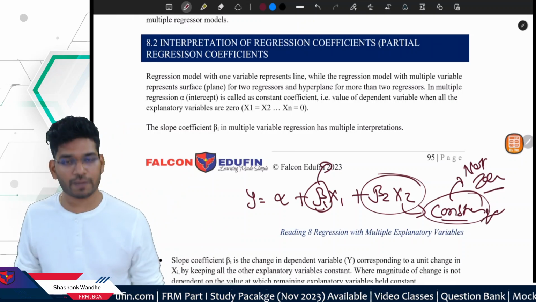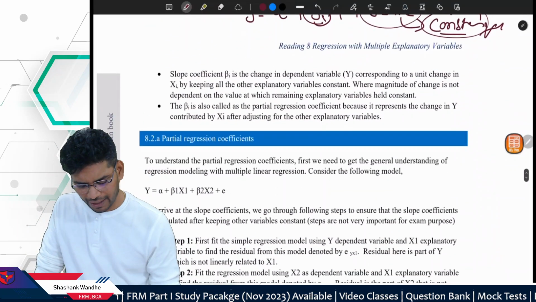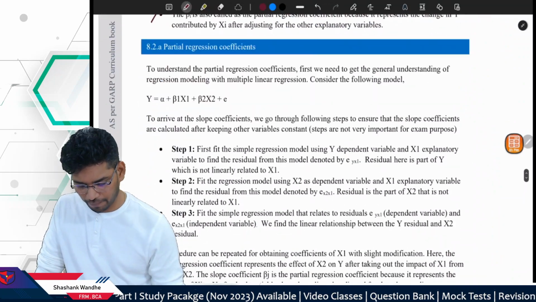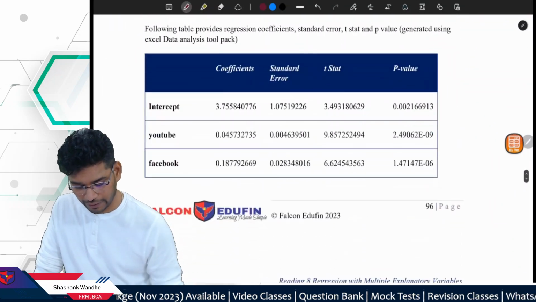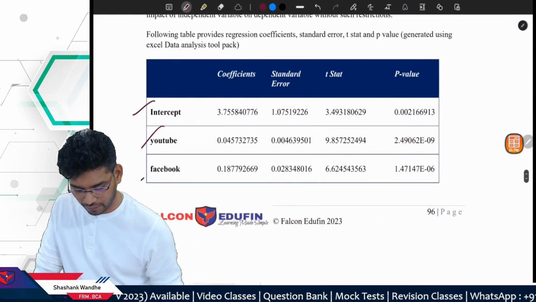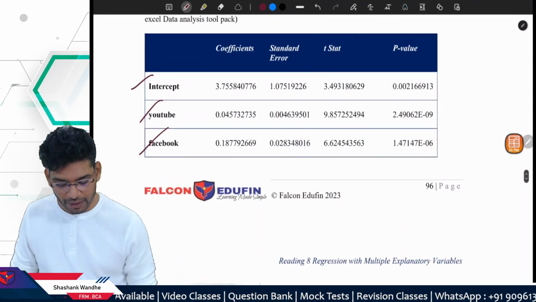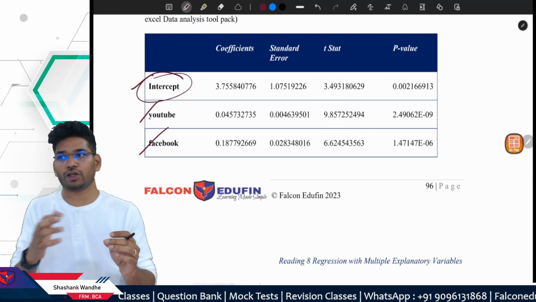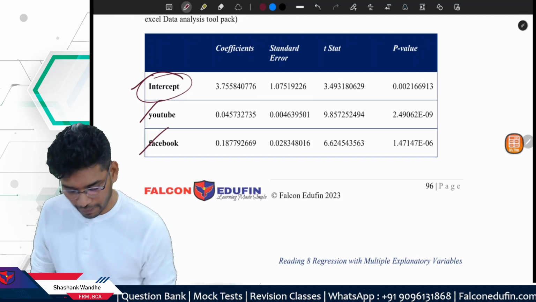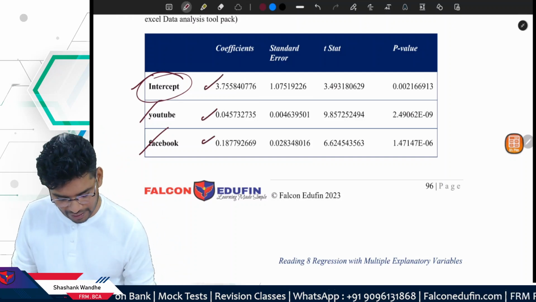So you have to look for this particular word. This is a very important word here, and this is the meaning of the partial slope coefficient. You have to read it. Okay, then we have this particular setup. So in this setup, assume you have a multiple explanatory variable equation and you got these values, and similar types of values may be provided in the examination.